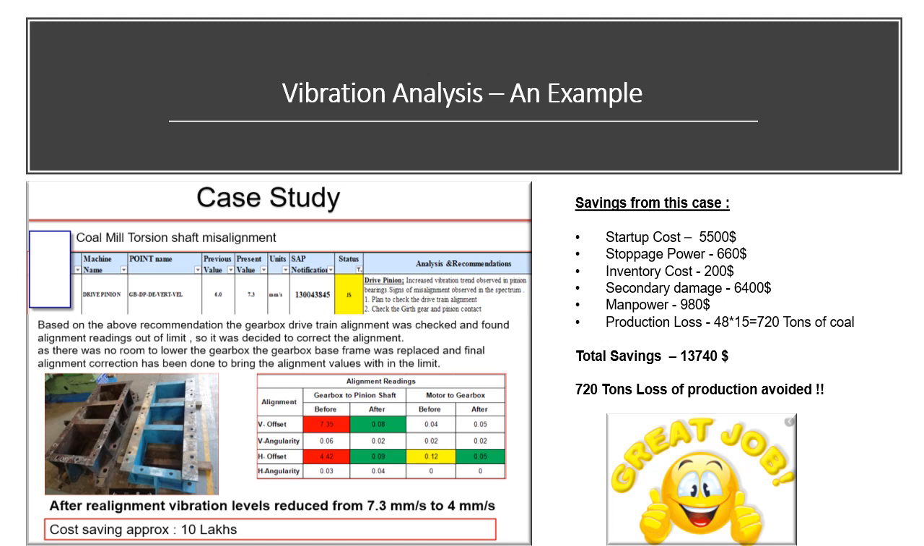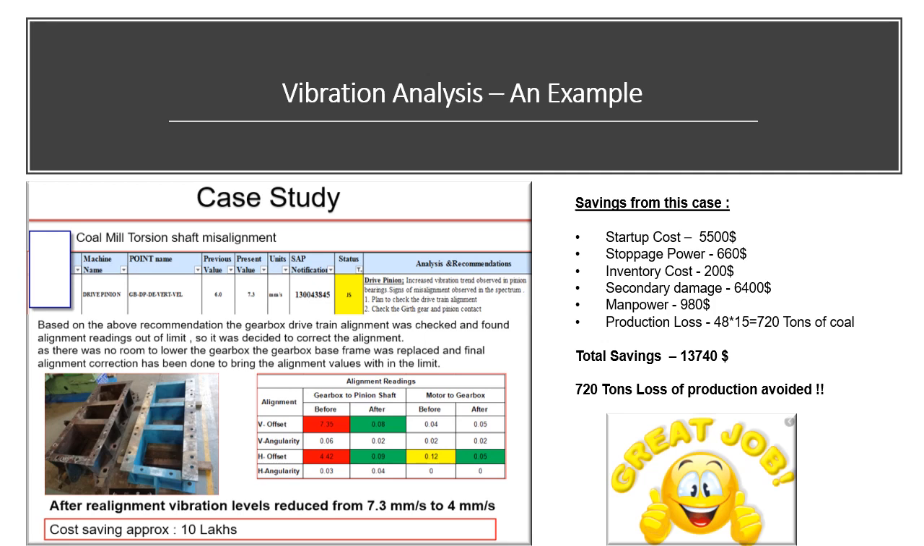And inventory cost: since this problem has been identified early, and the manpower planning and material planning has been done properly, we avoided the inventory cost, which involves maintaining the inventory and the manpower involved in maintaining the same. Another parameter is the secondary damage. If this huge misalignment had existed, it would have caused damage to the torsion shaft, supporting bearings and even the pinion. So the savings from the secondary damage is $6,400.